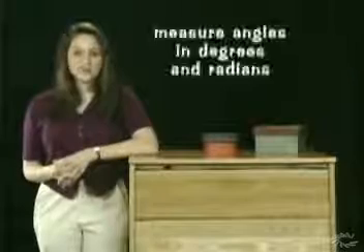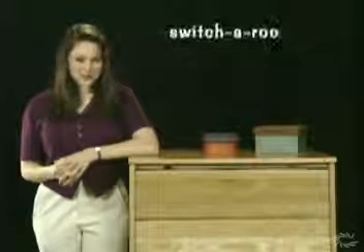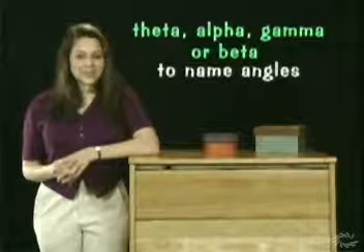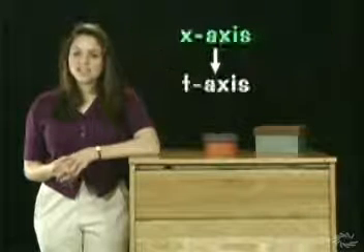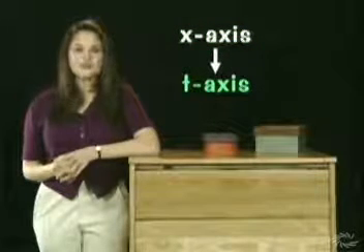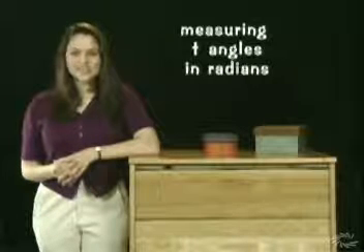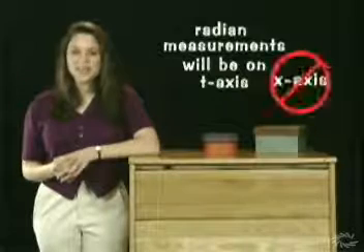We showed you how to measure angles in degrees and radians. Now we're going to pull a little switcheroo. Instead of using theta, alpha, gamma, or beta to name angles, we will use t. We will also be calling the x-axis the t-axis because we're going to be measuring this t angle in radians instead of degrees. These radian measurements will be shown on the t-axis, which used to be the x-axis.